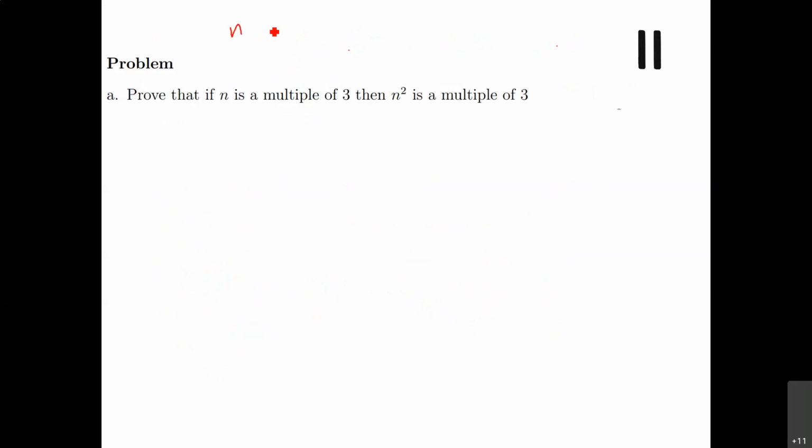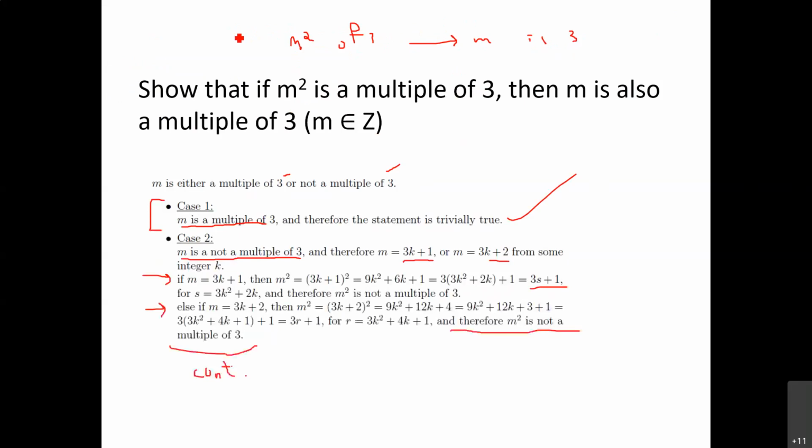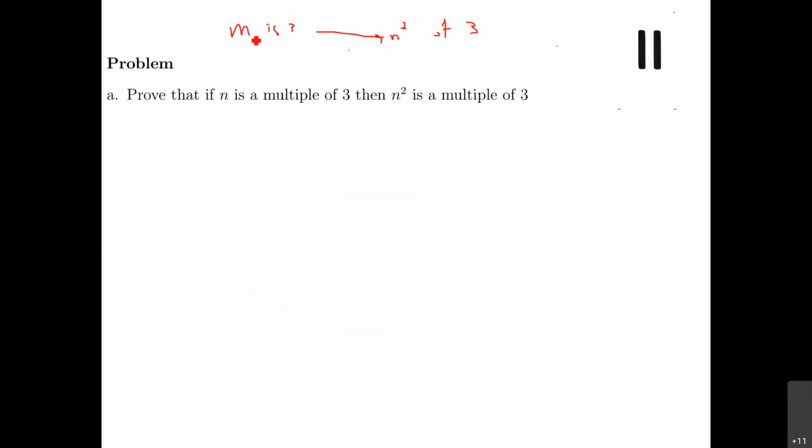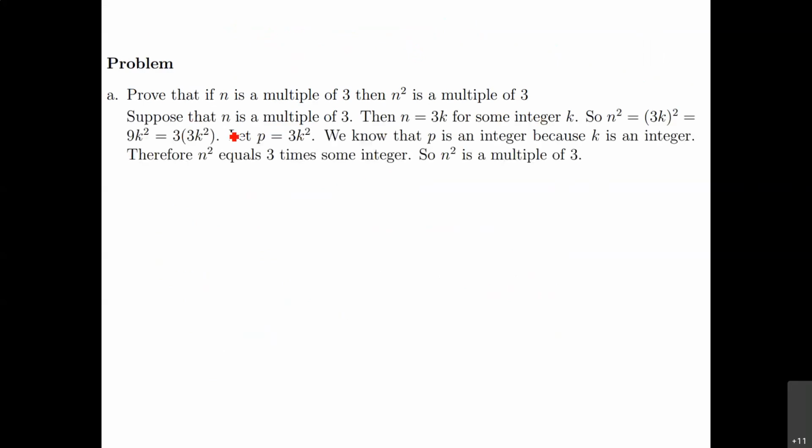n is a multiple of 3. Then n squared is a multiple of 3. Here we're saying n and there we're saying m, but it's just a variable name, so it could be the same thing. You could just say n. So we're saying there's an equivalence here: if you have one, then you have the other. If and only if. So easy enough, suppose that n is a multiple of 3.